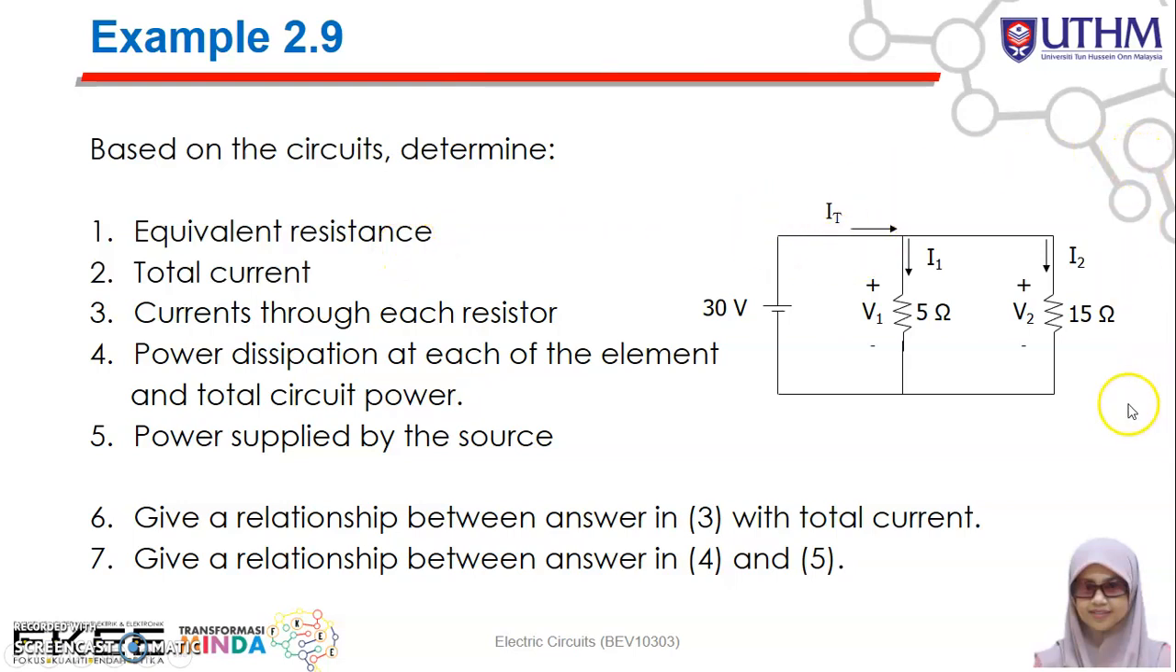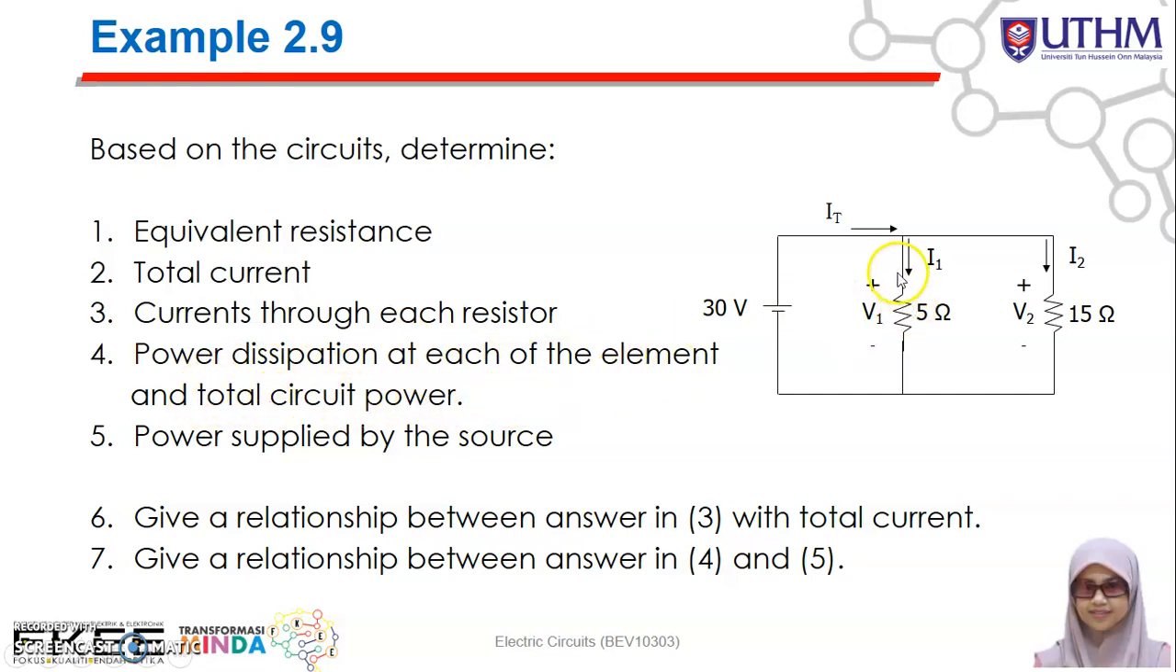This is the given circuit. Based on the circuit, you need to determine the equivalent resistance. Then you need to determine the total current, IT, which is the current coming from your supply before it divides into I1 and I2. Then you need to calculate the current through each of the resistors, so what is the value of I1 and what is the value of I2. And then the power dissipation at each of the elements and the total circuit power.